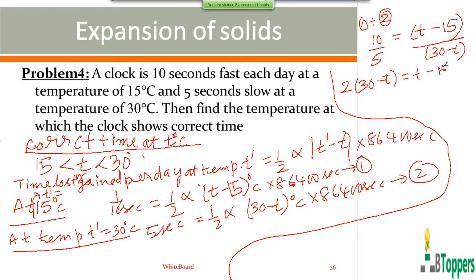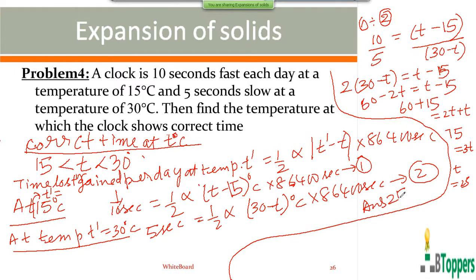Those who want to copy the solution of the problem can take a pause and copy the solution. So you get 75 equal to 3t, or t is 25. So the answer is 25 degrees centigrade. That means the pendulum clock shows correct time at a temperature of 25 degrees centigrade.